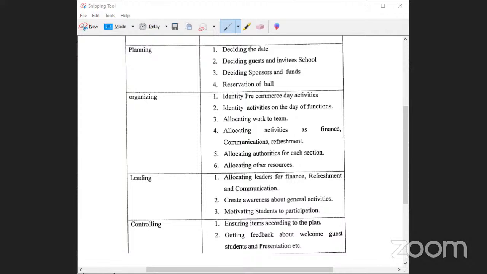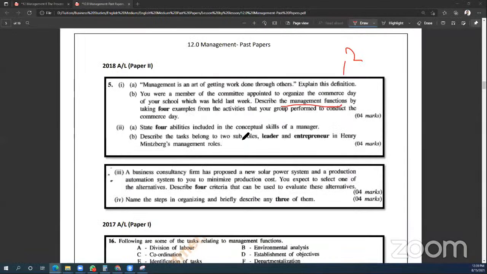Right. With that, the next set of things they are asking. State four abilities included in the conceptual skills of a manager, right?